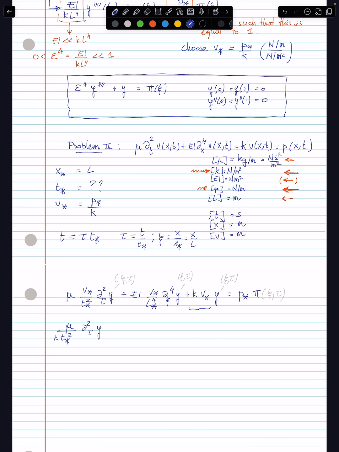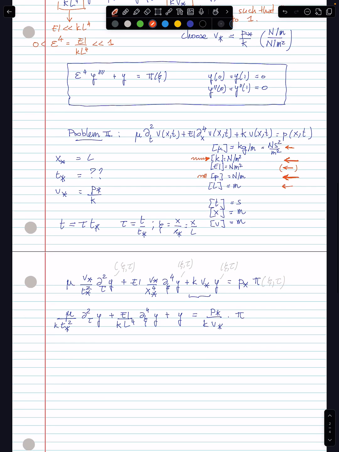second derivative of Y, plus EI over K, L, I use L to the power 4, I'm sorry. This was x characteristic, of course, here to the power 4. Then fourth derivative with respect to xi plus y is equal to p star over k v star times pi.